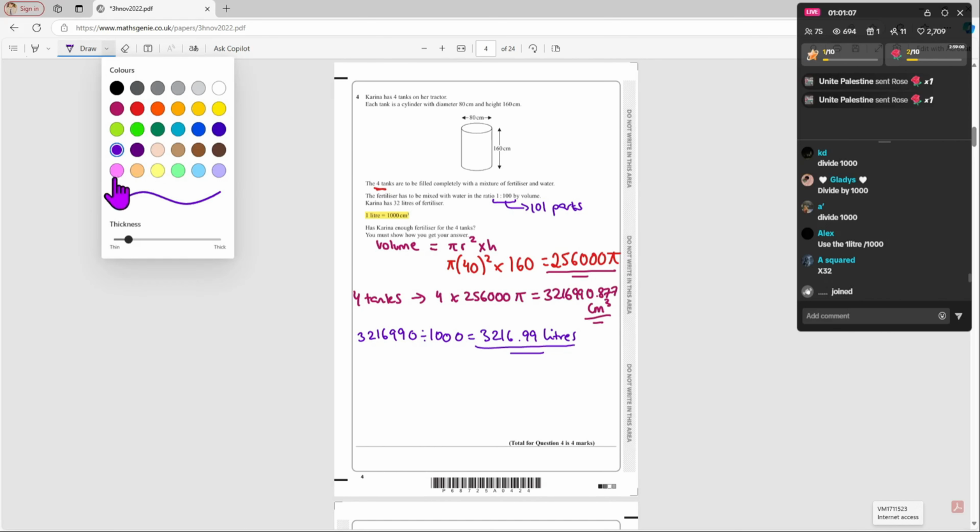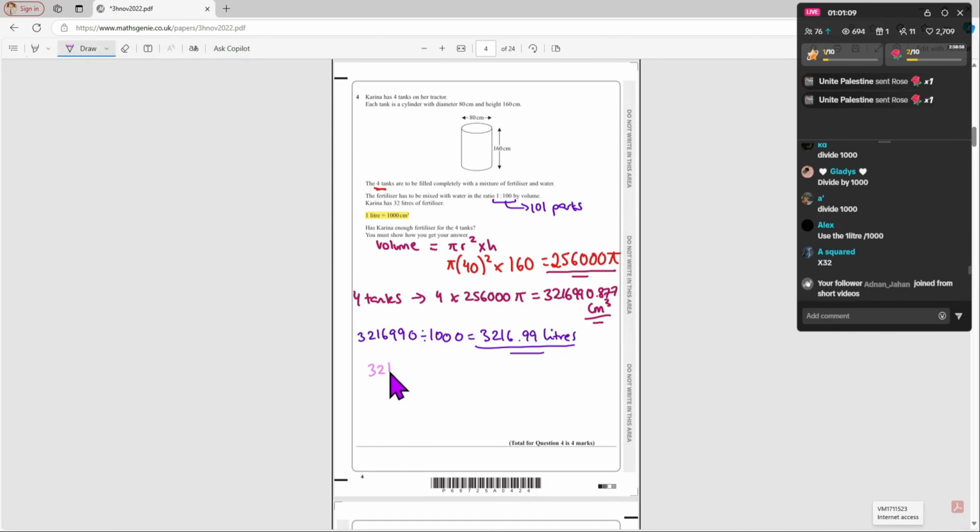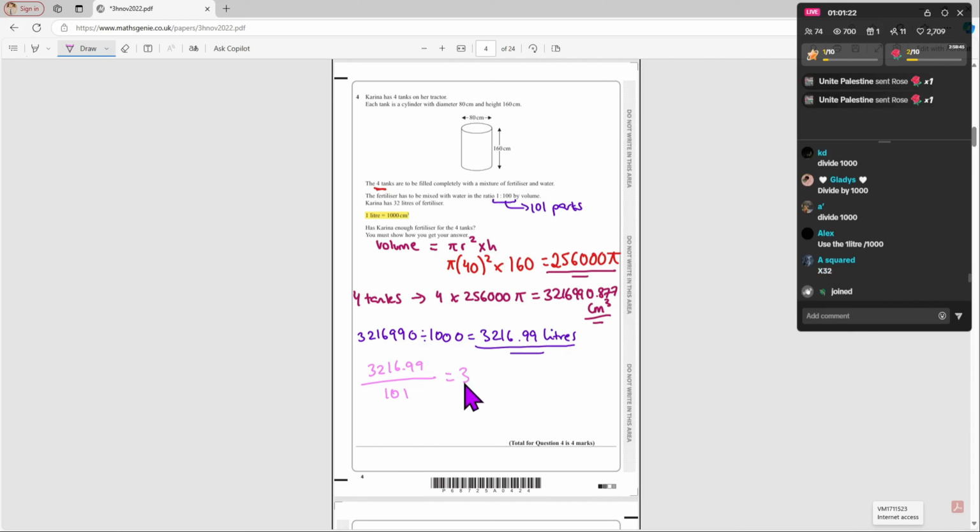3,216.99 divided by 101 to work out one part, and that one part is going to be the amount of fertilizer she needs. And when you do that, that's going to give you 31.85 liters for one part.